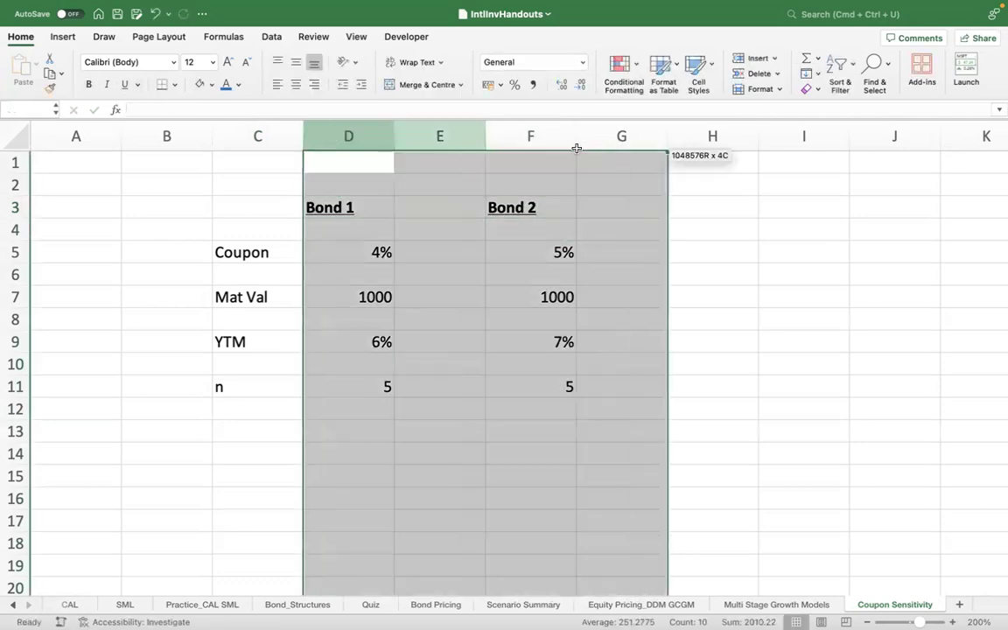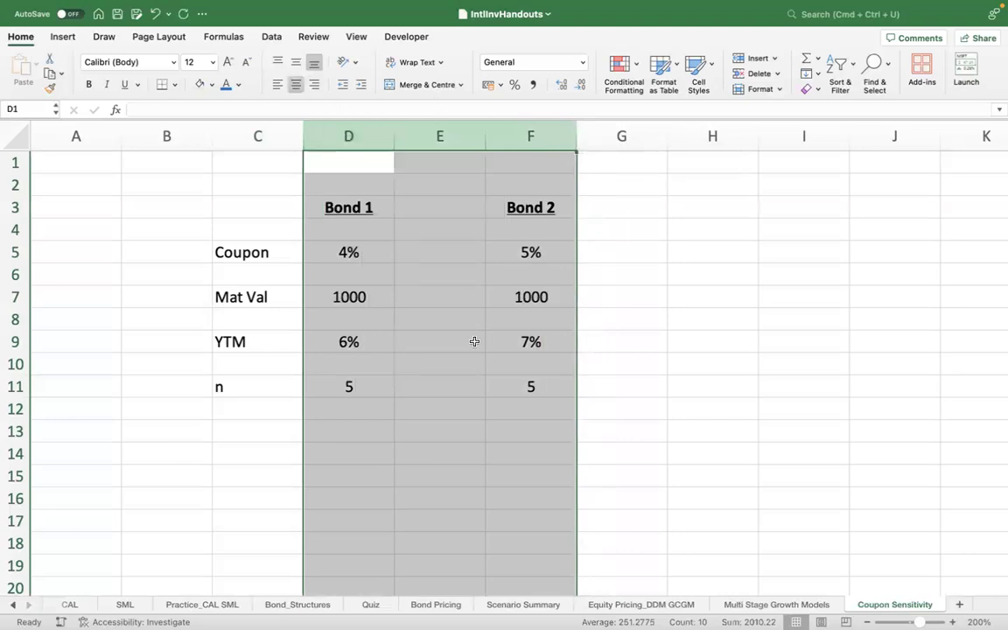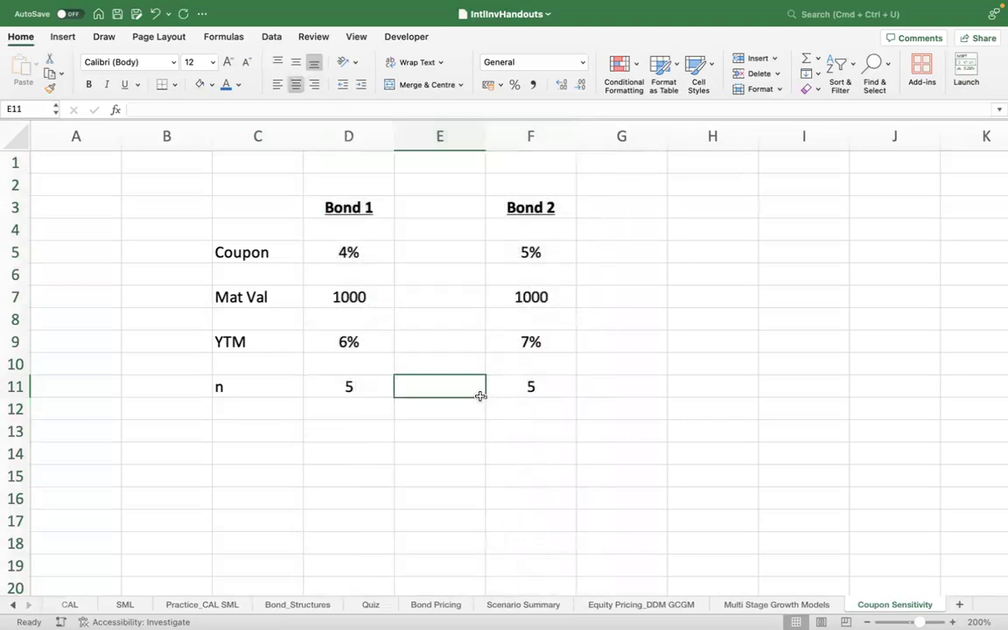Their parameters are given here. So coupon is 4% for the first bond and 5% for the second. Both have maturity values of $1,000. YTM is 6% for the first bond and 7% for the second. And both have 5 years remaining to maturity.